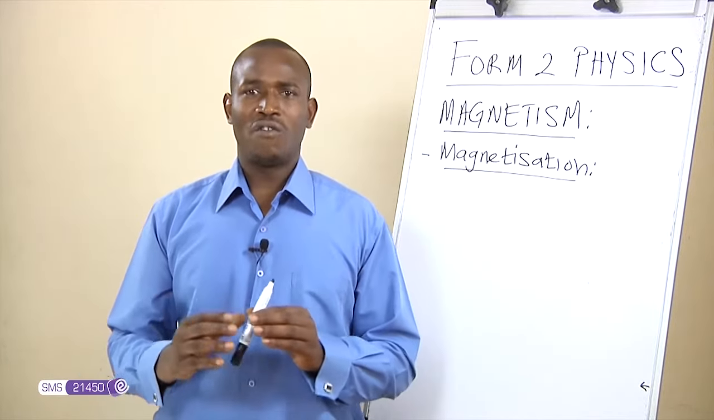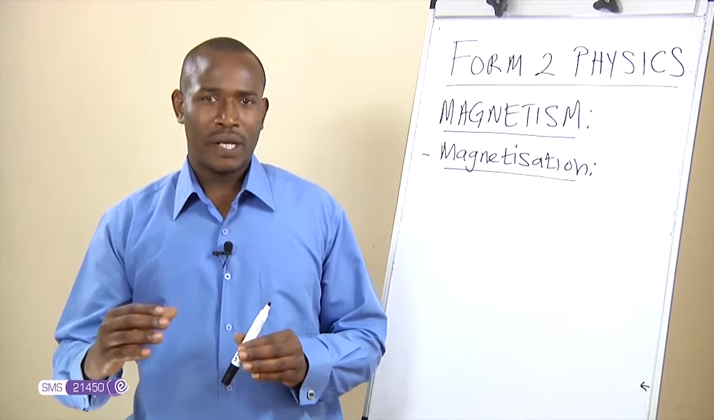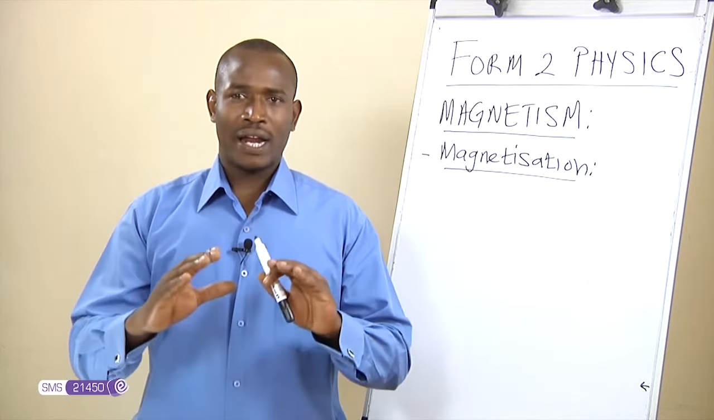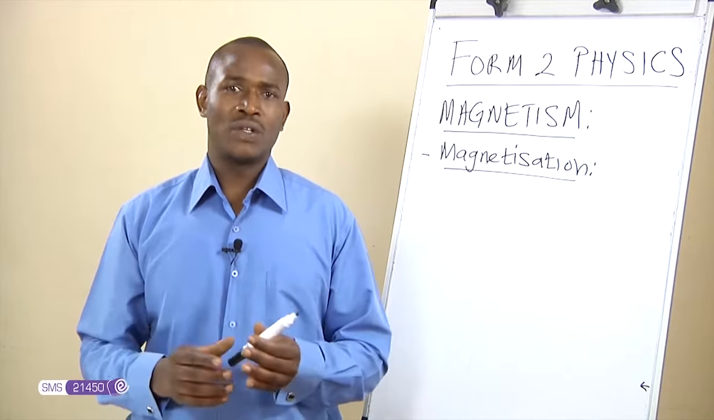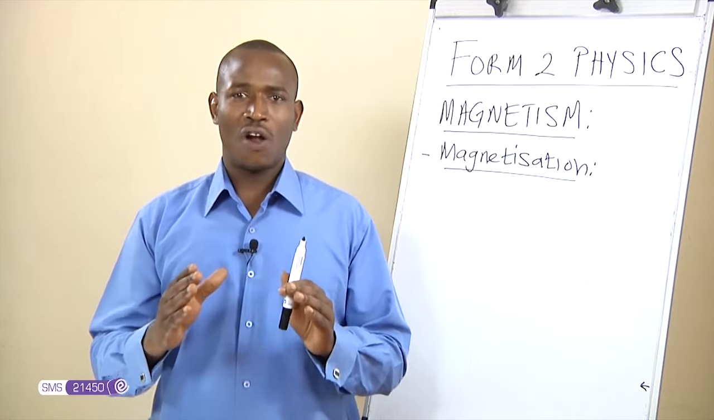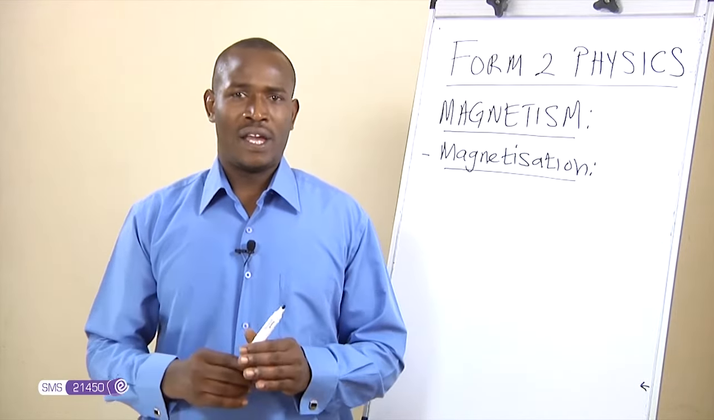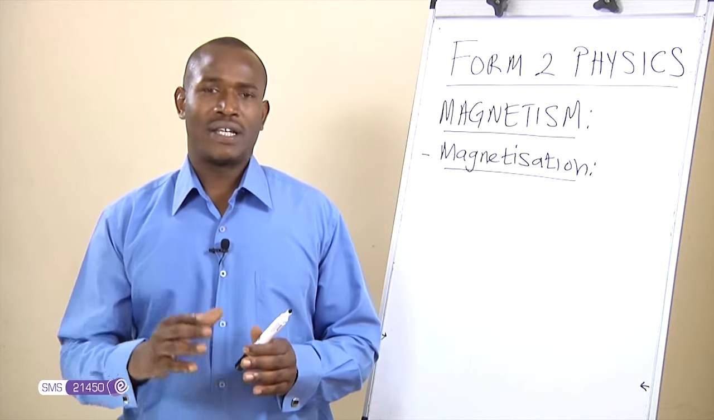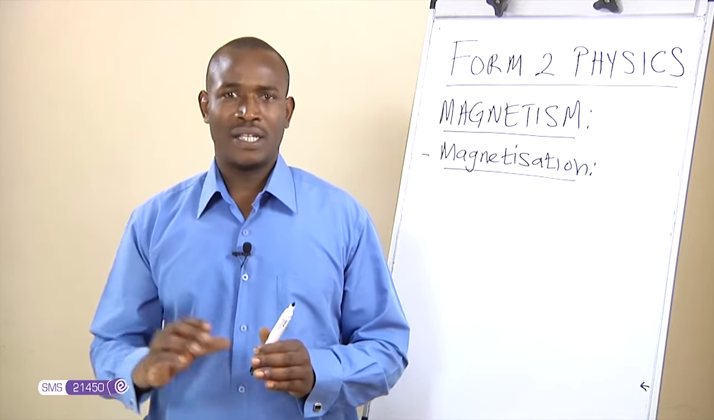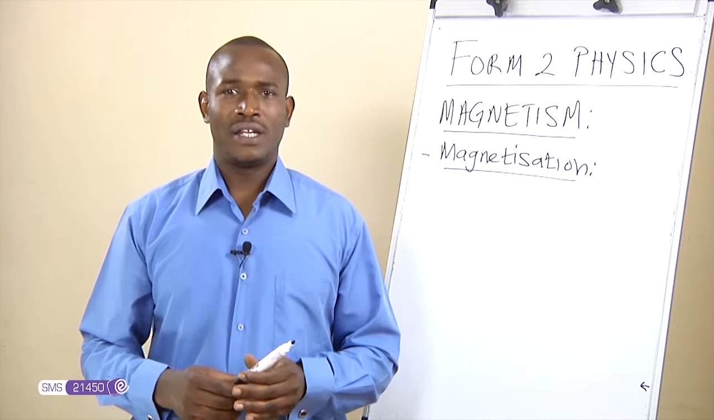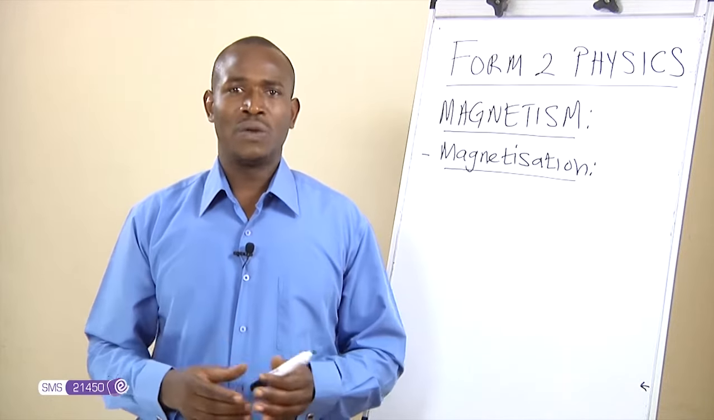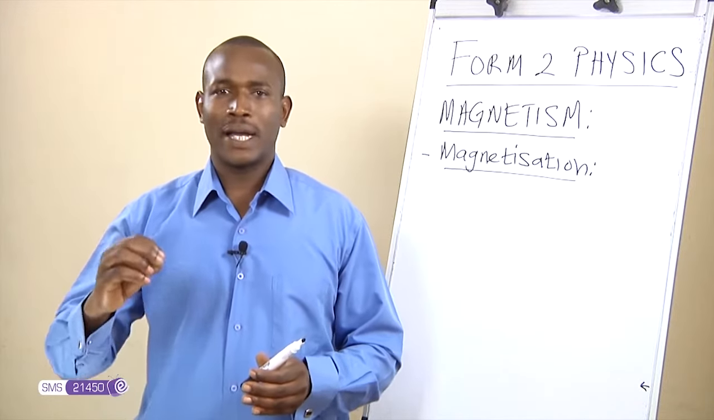Now, the process of magnetizing simply involves aligning the domains, aligning the dipoles such that they get a common magnetic axis. And when that is achieved, we can say our magnetic material has now been magnetized.